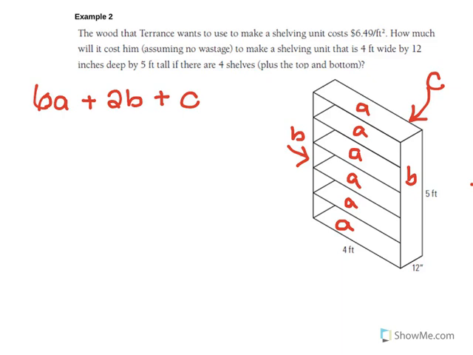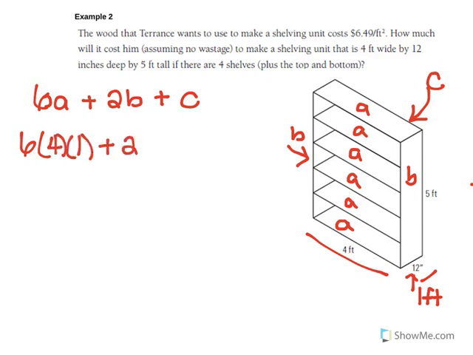And the dimensions here, we're going to look at this. This is 12 inches, so we would want to change that to feet. So we know that there are 12 inches in a foot, so that is the same as 1 foot. So the dimensions for shape A is 4 feet by 1 foot. So we're going to say 4 times 1. For our sides, we have 1 foot by 5 feet. So 1 times 5. And the back of the shelf will be 4 by 5.